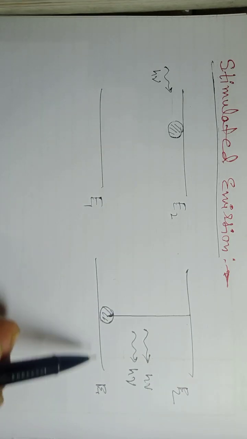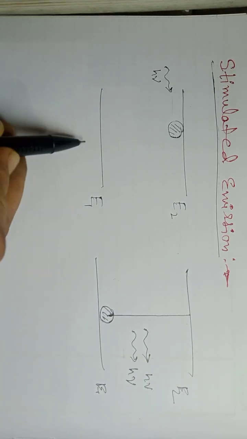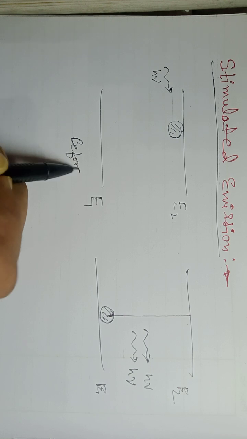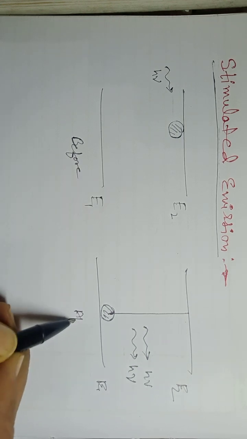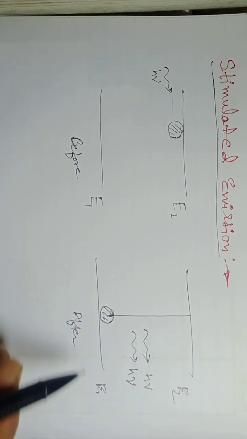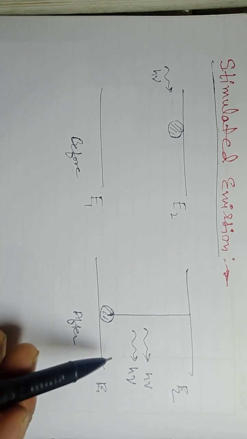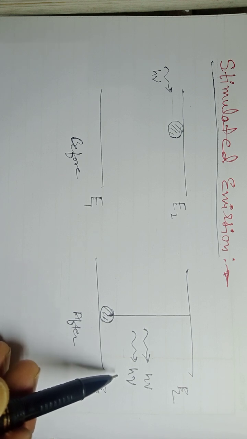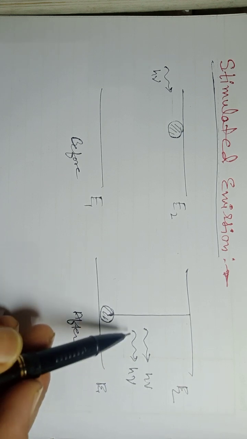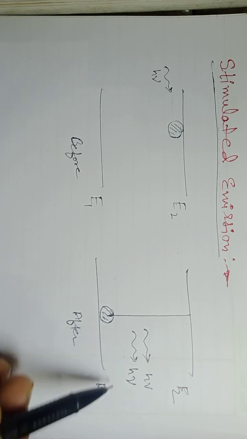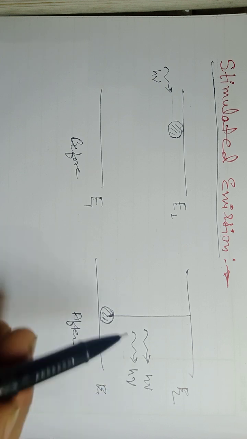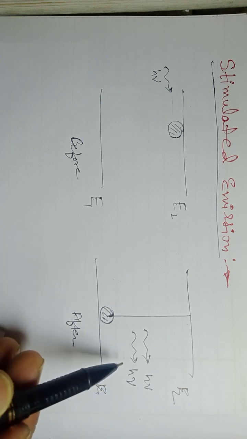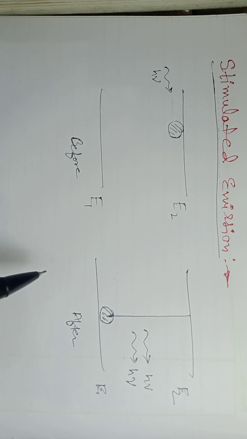So this supports the laser action. Before transition and after transition, this figure is like this. This type of emission is a coherent source because all the emitted photons are identical, in the same phase and frequency as the incident radiation. So this supports the laser action.